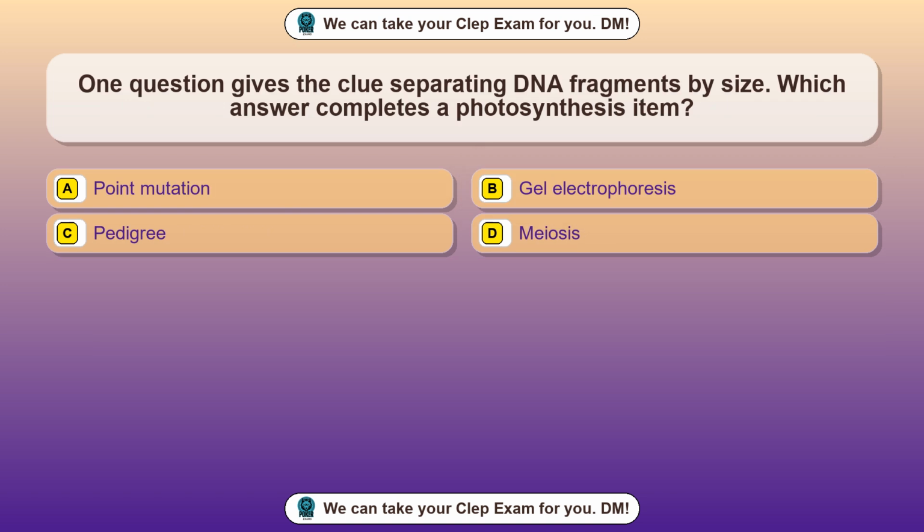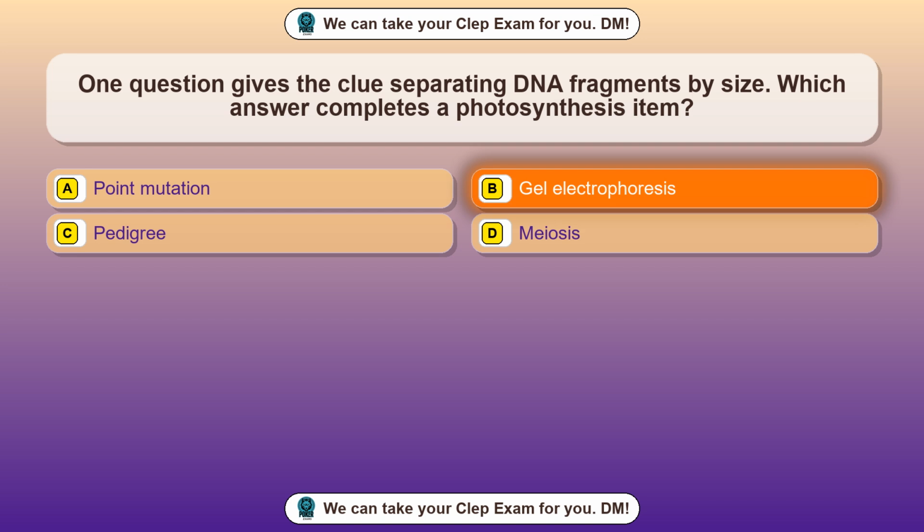Question 11. One question gives the clue separating DNA fragments by size. Which answer completes a photosynthesis item? Option A. Point mutation. Option B. Gel electrophoresis. Option C. Pedigree. Option D. Meiosis. The correct answer is option B.